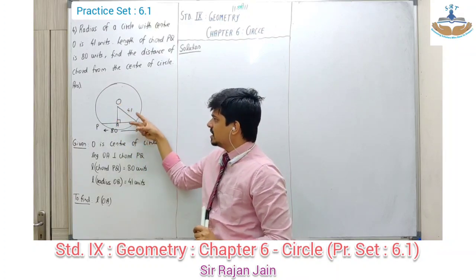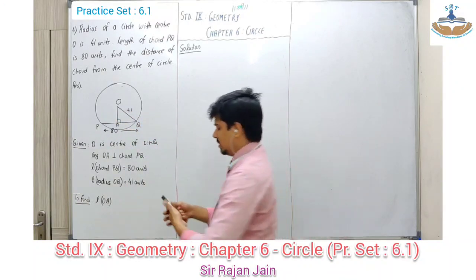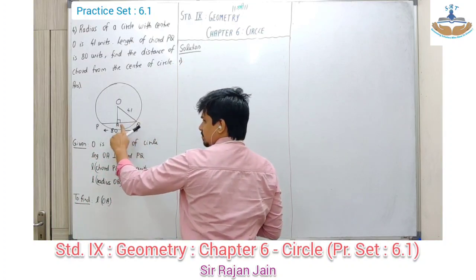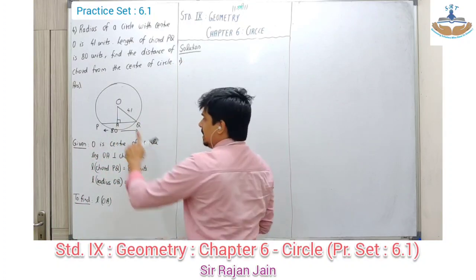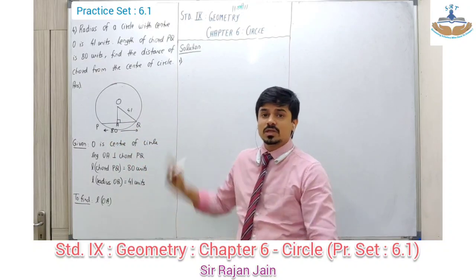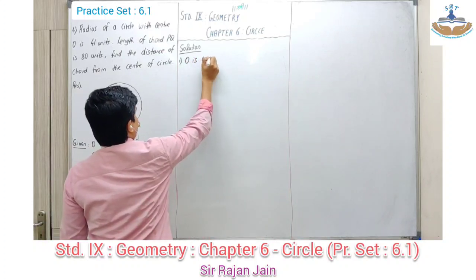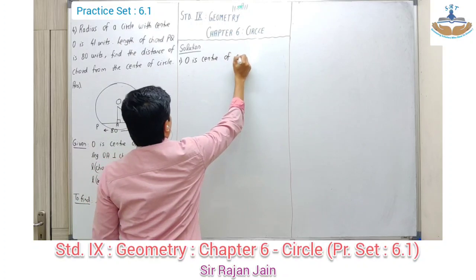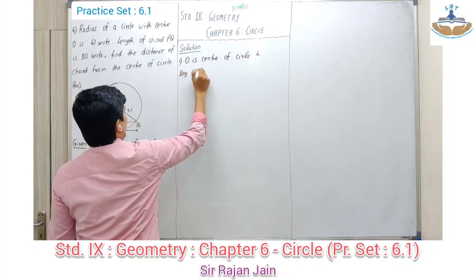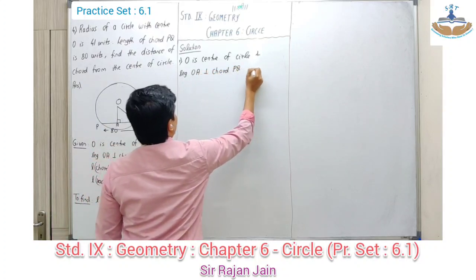Now in this right angled triangle you have two sides. Pythagoras will give you the third side. Simple. Let's start with the solution. First, I need to get length AQ. Before that I cannot apply Pythagoras theorem. To get length AQ I need to apply the theorem, and to apply the theorem I need to first write its condition. So I say that O is the center of circle and seg OA is perpendicular to chord PQ.